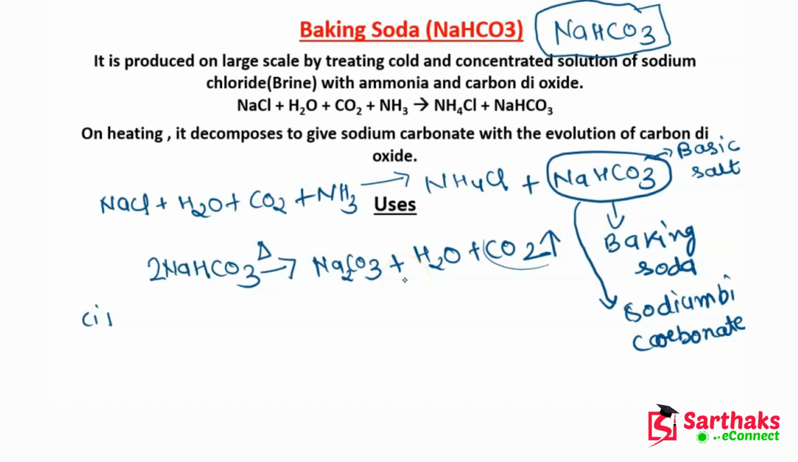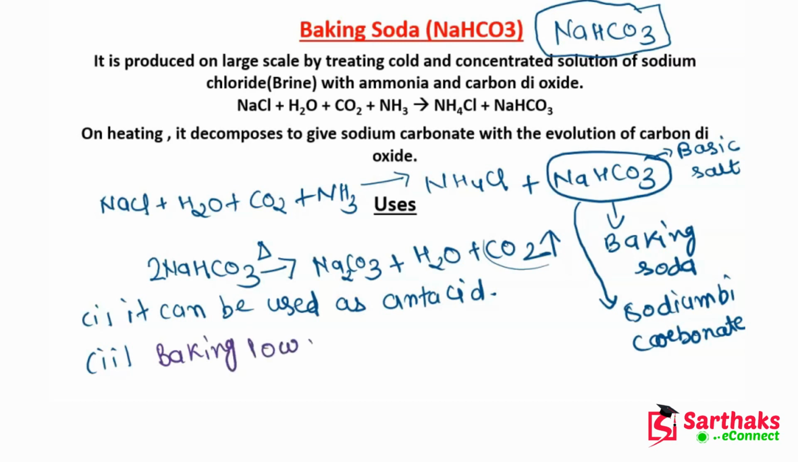Now guys, after understanding this use, let me write it here, that it can be used as antacid. And we all know what is antacid. The antacid is the medicine which is used to cure acidity. Okay, now guys, let's talk about the second use. So the second use is, it is also used in the formation of baking powder. Let me write it here with another pen, baking powder.